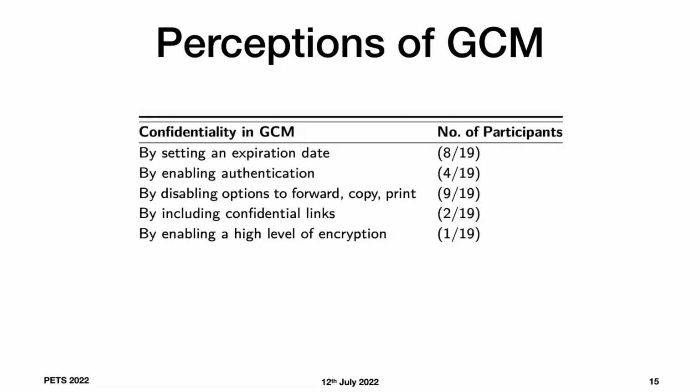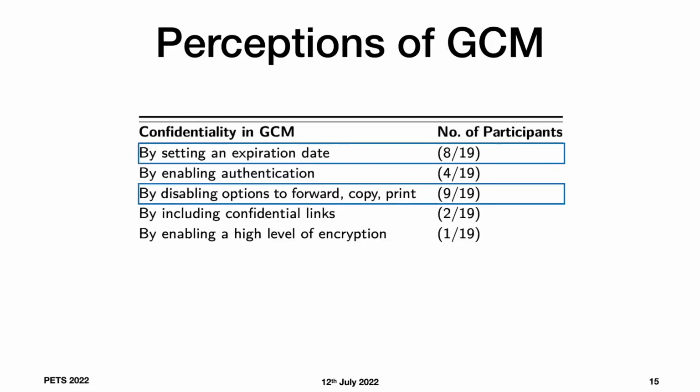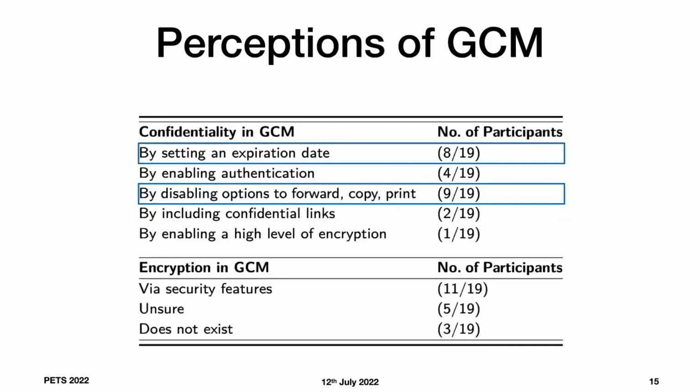A majority of the participants mentioned that confidentiality is achieved through the expiration date feature or by preventing the recipient from being able to forward, copy, download, or print the contents of the email. Some participants also mentioned authentication via the passcode requirement, as well as by including confidential links or by enabling a high level of encryption. A majority of the participants, 11 out of 19, believed that the confidential mode also performs encryption on the email content via its security features.